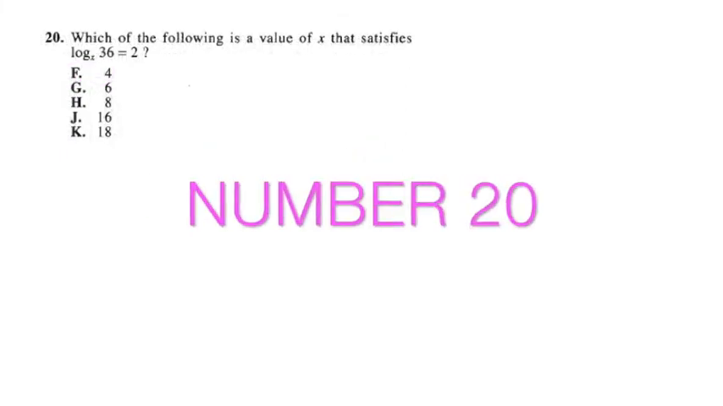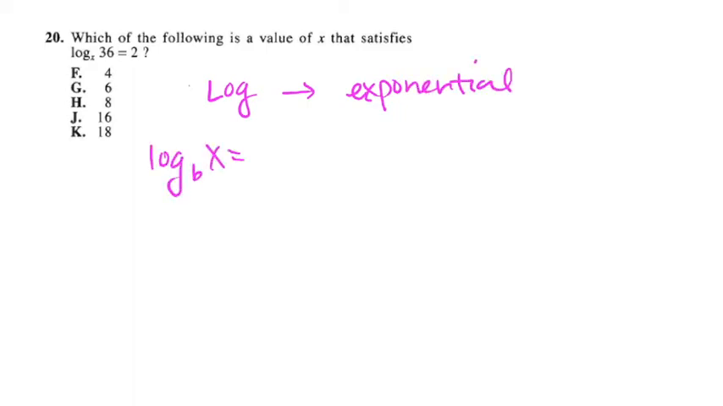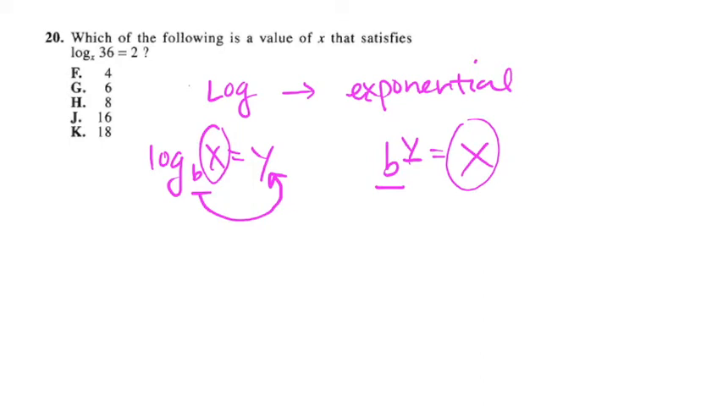Number 20 is a functions question. We're dealing with logarithms. Which of the following is a value of x that satisfies log 36 with base x equals 2? What we want to do is change the logarithmic form to exponential form. Log form looks like this. Exponential form looks like this. What is happening? That's b to the y, so b to the y equals x.